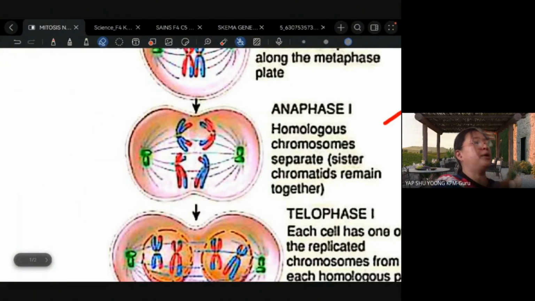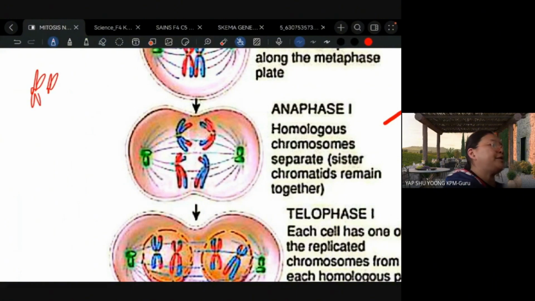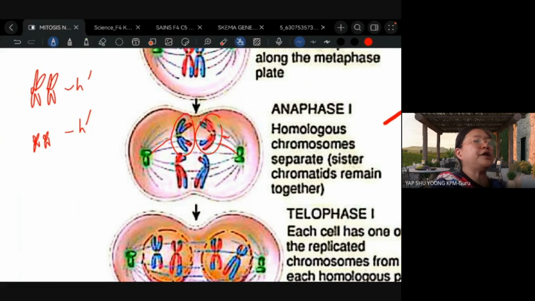In anaphase 1, the homologous chromosomes separate. What is meant by homologous chromosomes? Homologous chromosomes must be the same size and same shape. For example, this big one and this big one, this small one and this small one. This is one homologous pair, and this is another. The homologous chromosomes separate to the opposite poles of the cell by the shortening of the spindle fibers. The spindle fibers become shorter and pull the chromosomes at the centromere to the opposite poles of the cell.